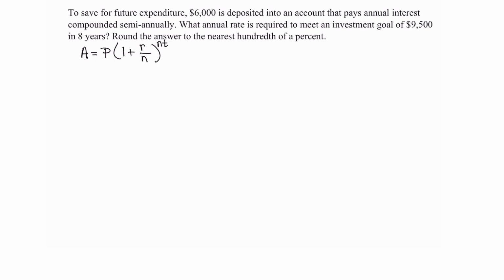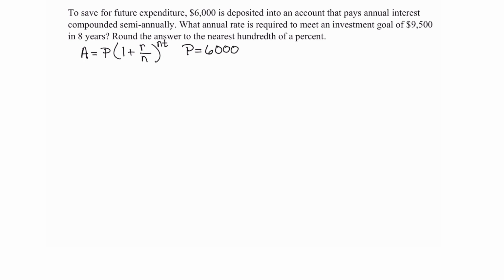So to save for a future expenditure, $6,000 is deposited. So at first, when you're looking at that future expenditure, if you just focus on that and forget to pause and then read what it says after, you might be setting up your values incorrectly from what you have. Well, $6,000 is what's deposited. So the principal that we're depositing is the $6,000. So be careful on that.